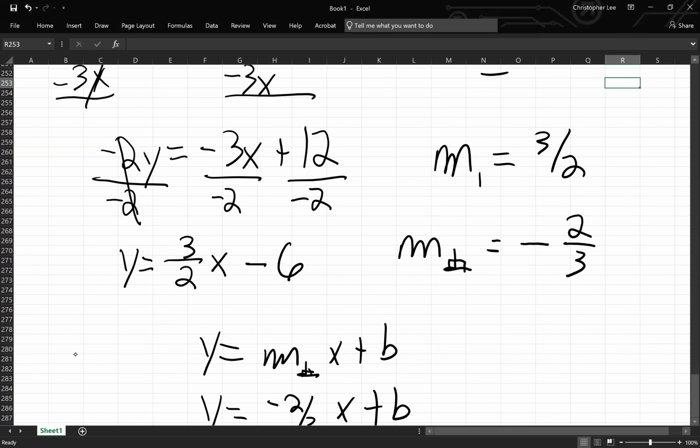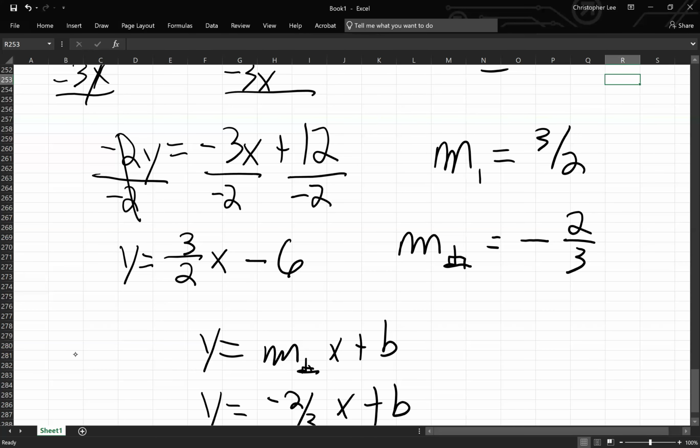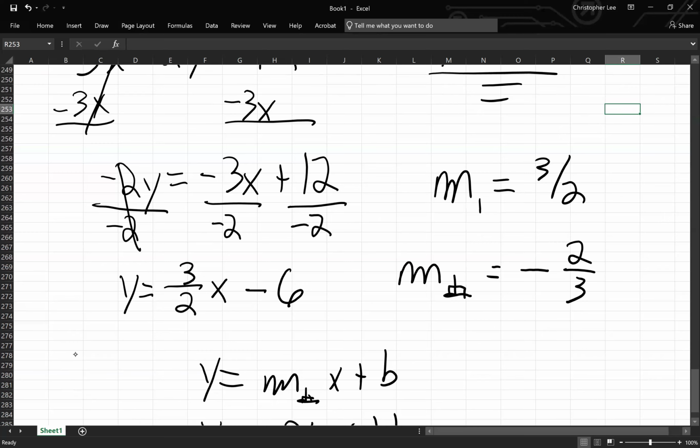Let's plug in. Earlier you said that the perpendicular is always the reciprocal? Negative reciprocal. Yeah, negative reciprocal. No, always the negative reciprocal. It's the opposite sign and the reciprocal. So now it's negative 2 over 3.